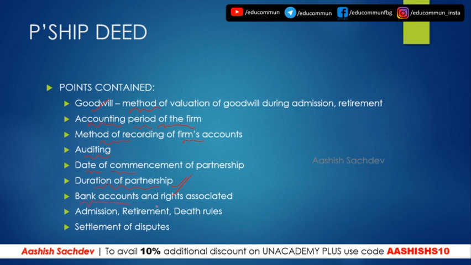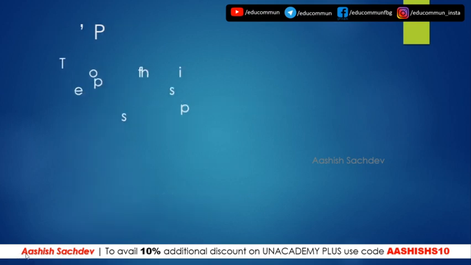Then the bank accounts and the rights associated, that who will operate the bank account and all those things are mentioned. Then the different rules relating to the admission of a partner, retirement and death of a partner. Then how the disputes have to be settled. Okay, so this is also mentioned in case of a partnership deed.